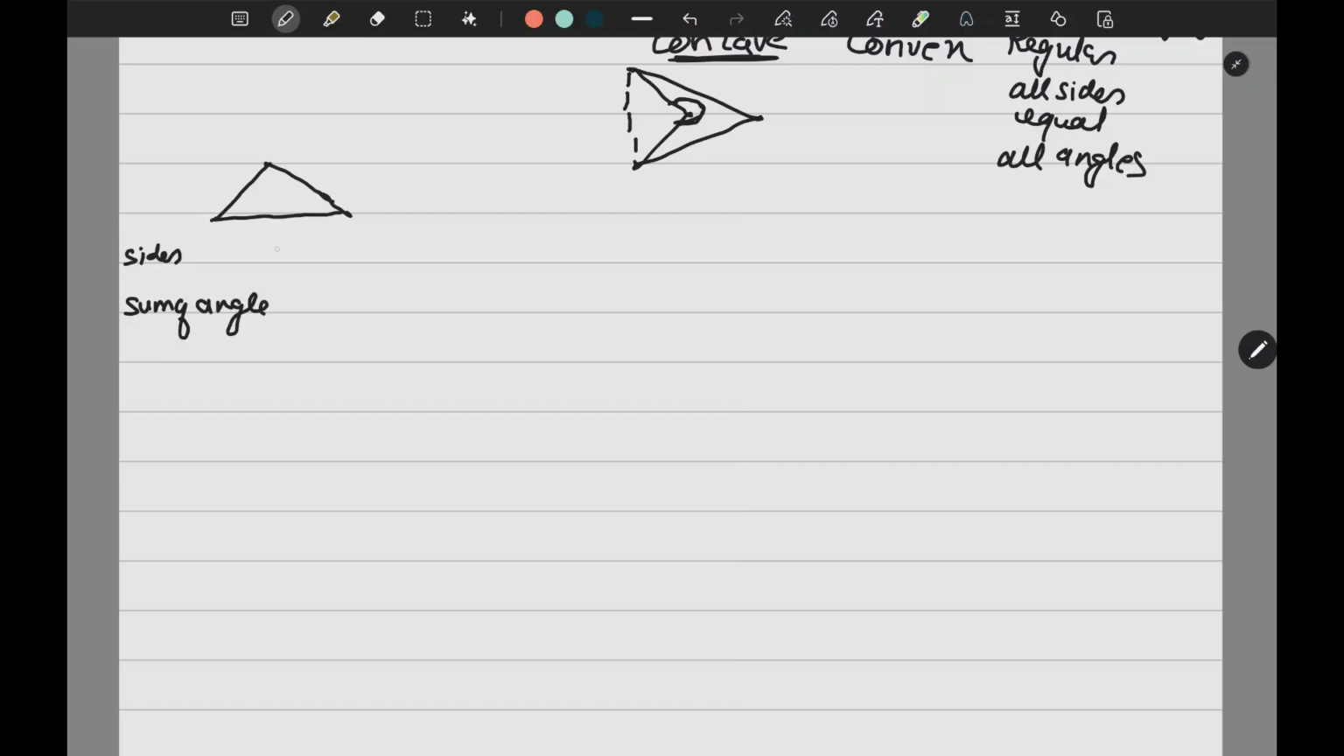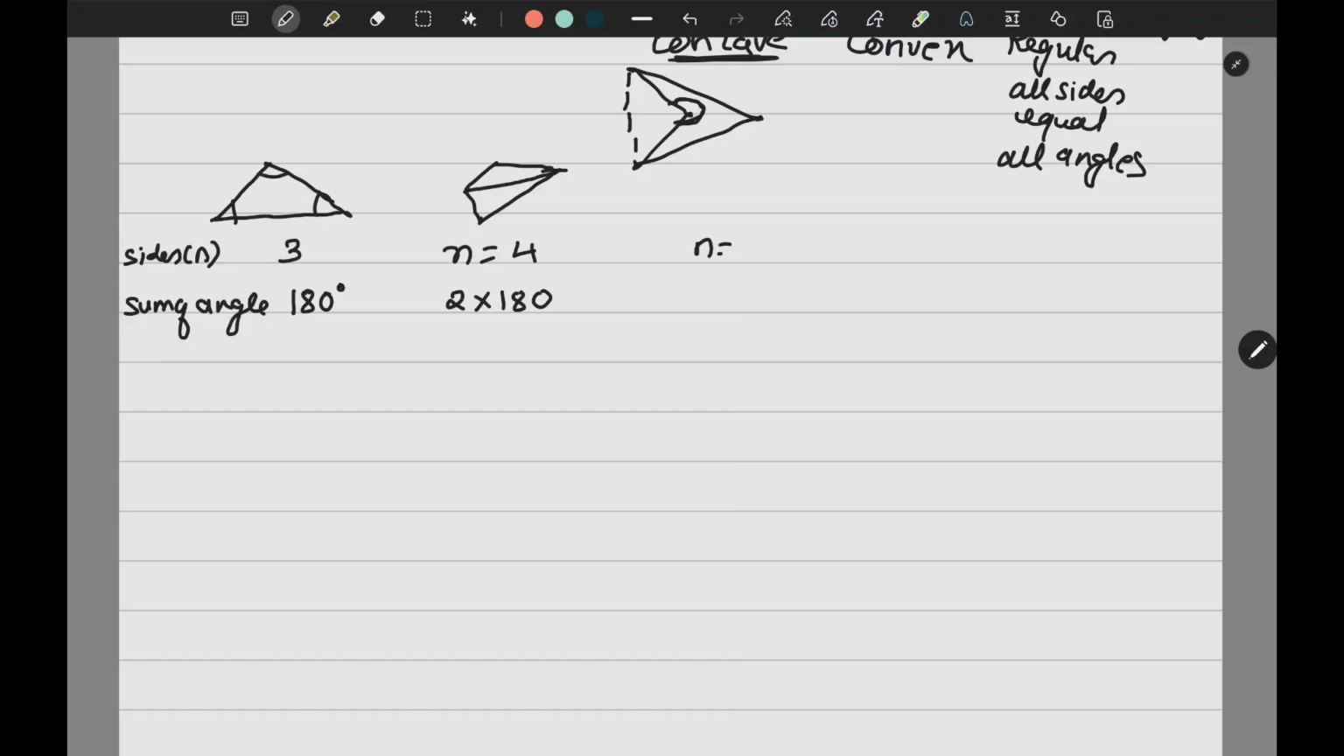Here the number of sides, which I usually represent by n, is 3. So what is the angle sum? 180 degrees. The sum of the three angles of a triangle is 180. We all know the angle sum property. Now if n is equal to 4, suppose you have this type of figure, I can break it into two triangles. So now n is equal to 4 and my sum of angles is 2 into 180.